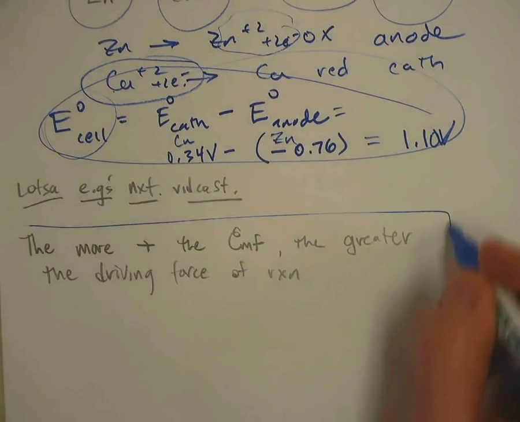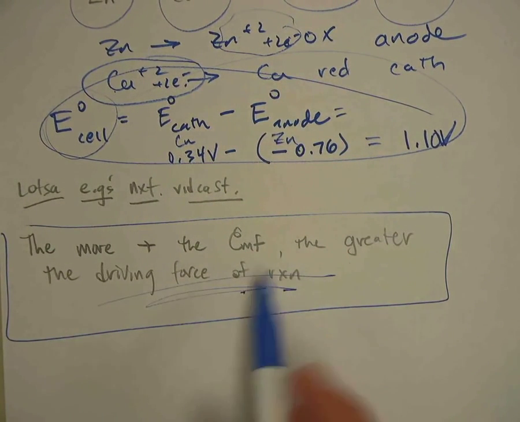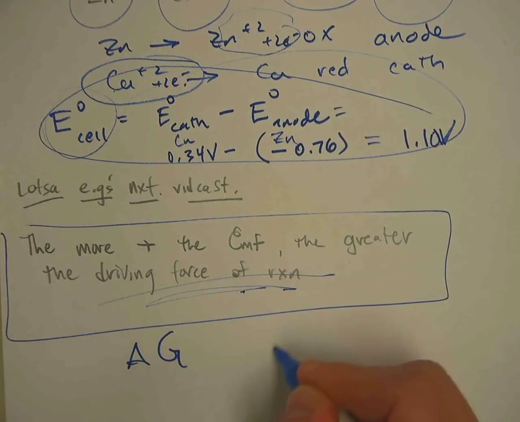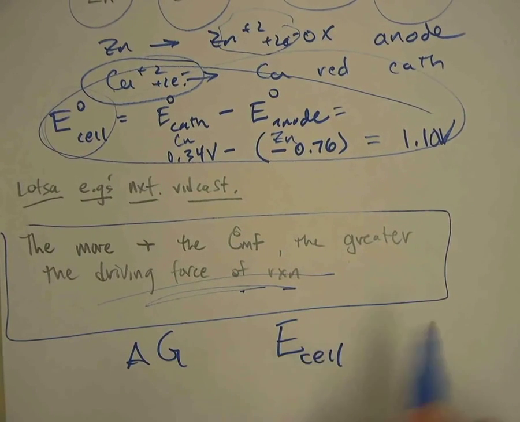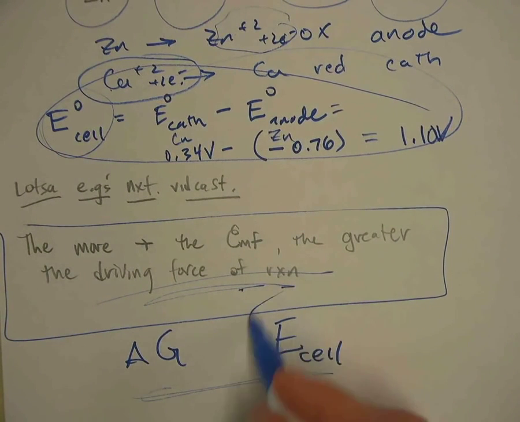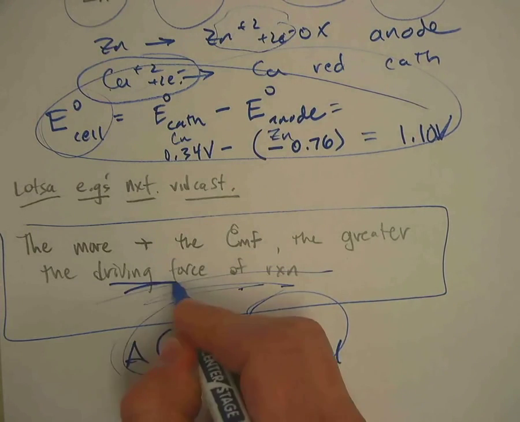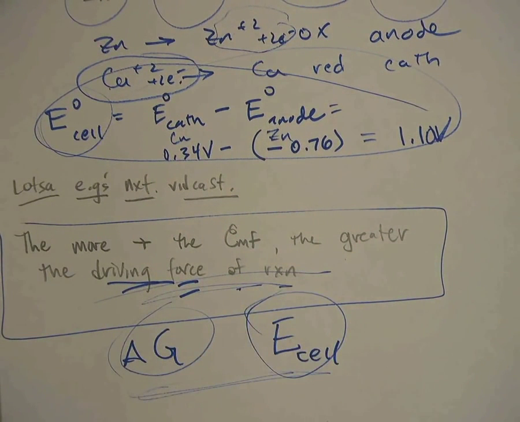By the way, the more EMF the cell has, the greater the driving force of the reaction. And we'll find out that G and E cell are actually related to one another in a little while. And, you know, the bigger the E cell, the bigger the G is going to be, or the more negative the G is going to be, because it's going to be more spontaneous, because there's going to be more driving force for the reaction, more potential energy, a bigger hill for that waterfall to fall over.